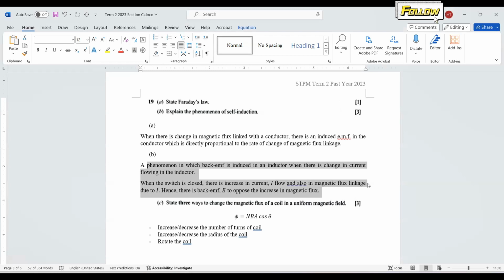It is either we change the number of turns of the coil, or we change the radius of the coil, which influences the area of the coil. And lastly, we change the angle, the cos theta, which is the angle between the field and the normal of the coil, by rotating the coil. So that's the 3 ways to change the magnetic flux.